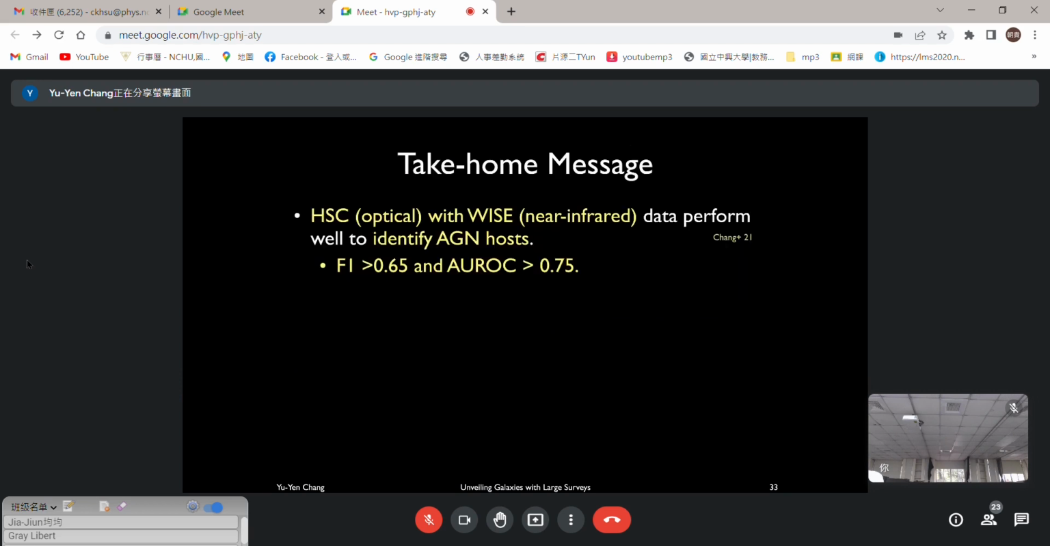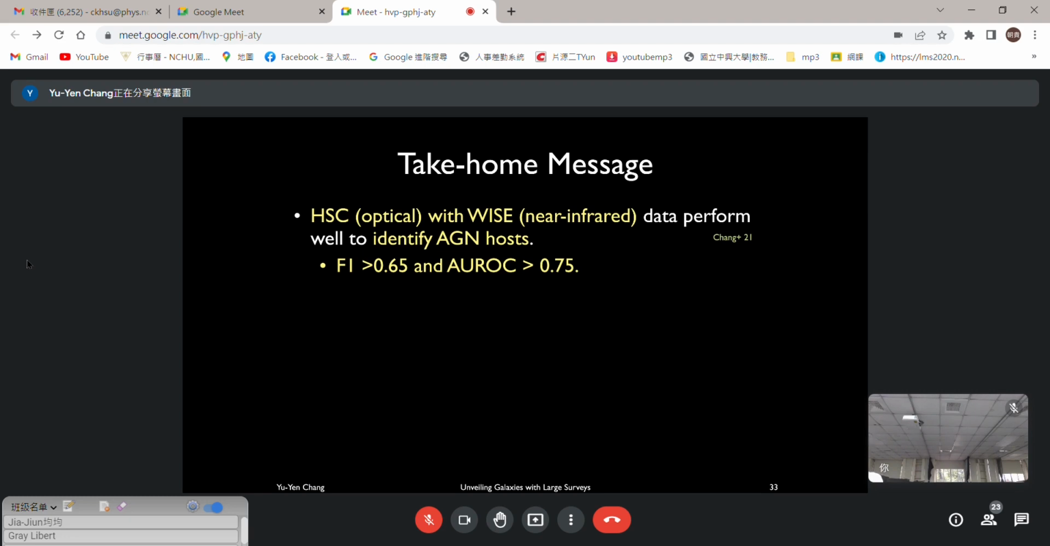So in this work, we use HSC, the optical data, with WISE near-infrared data to identify AGN host galaxies. And from previously identified AGNs, we can have a good F1 score and AUROC score with the classifier we use.